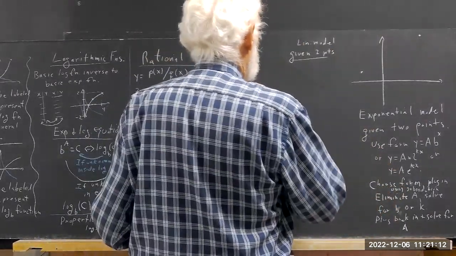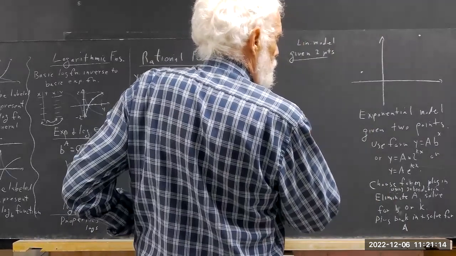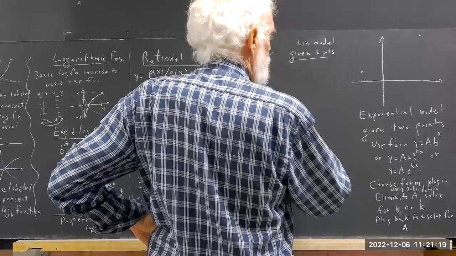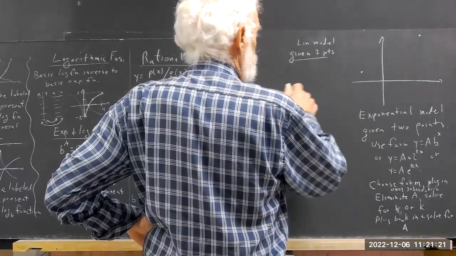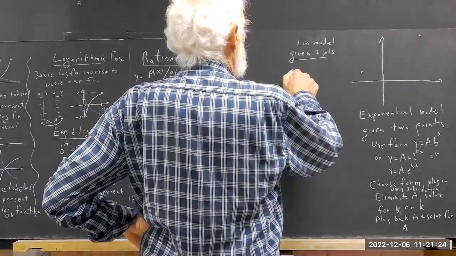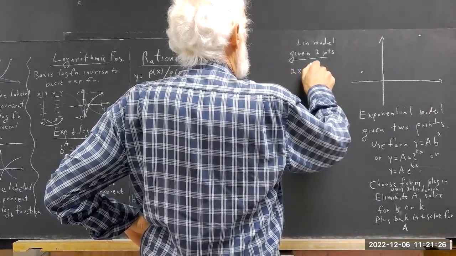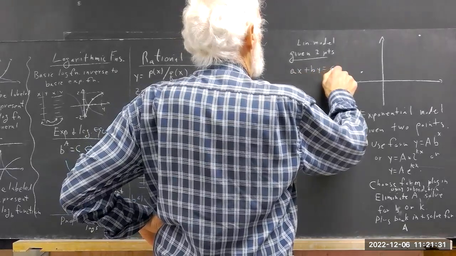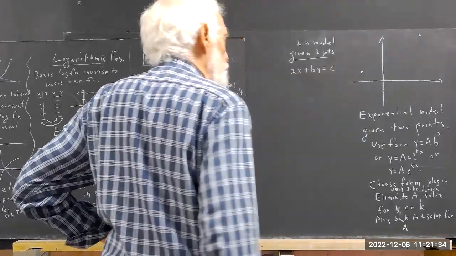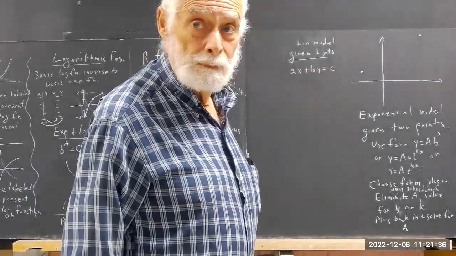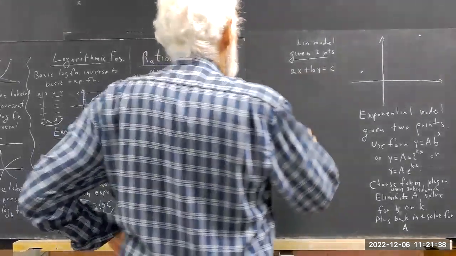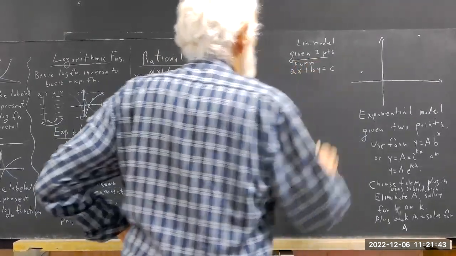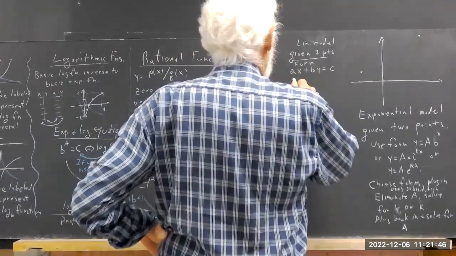So, given 2 points, we're going to get the form AX plus BY equals C. Okay. So this is your form. AX plus BY equals C.